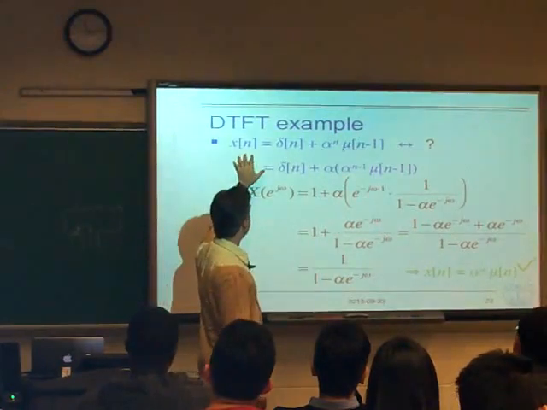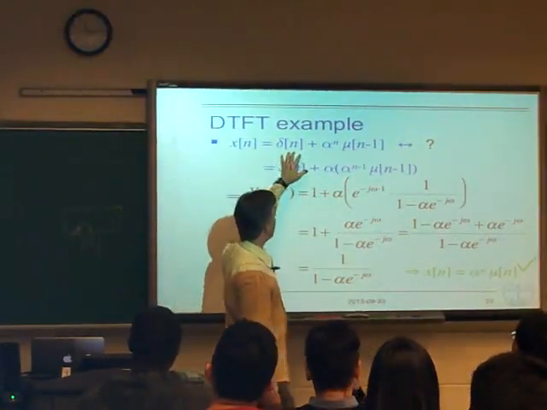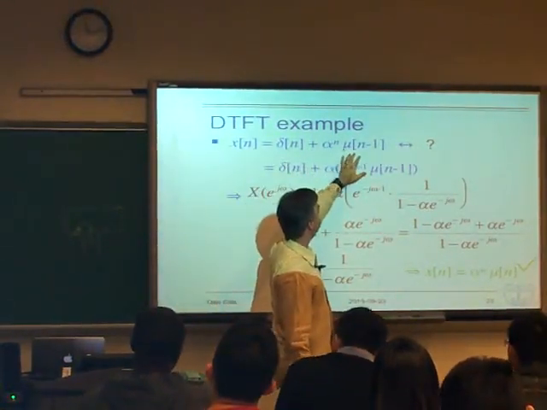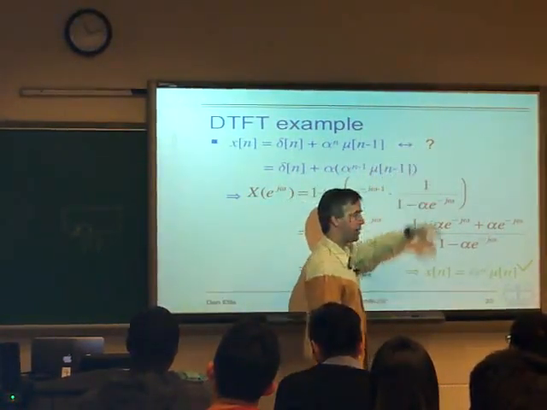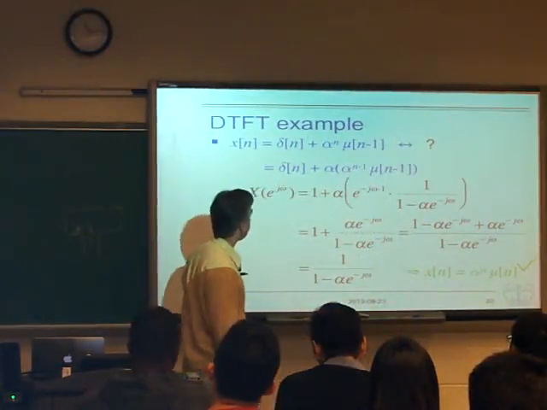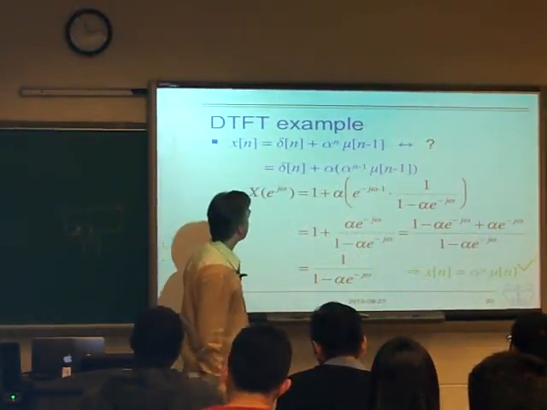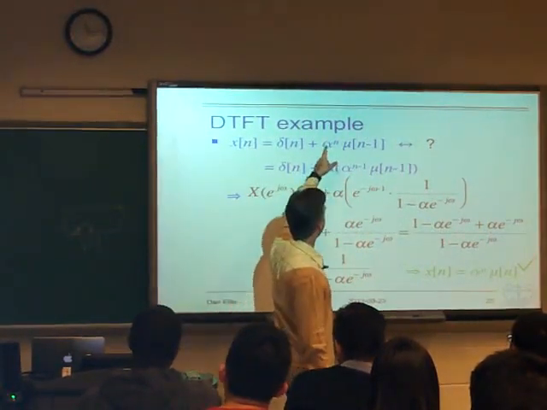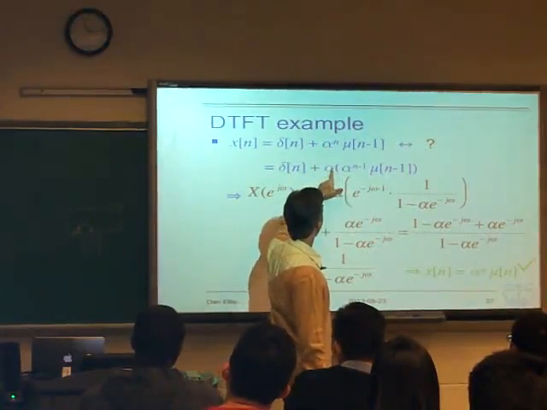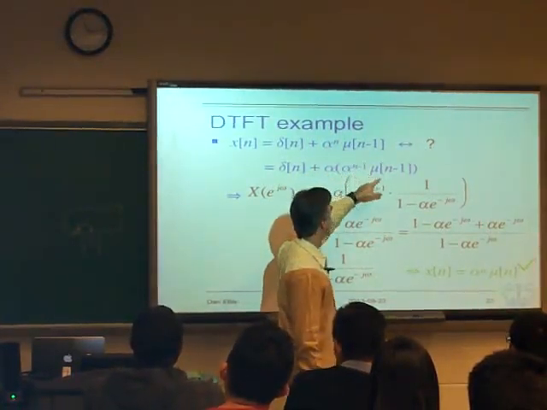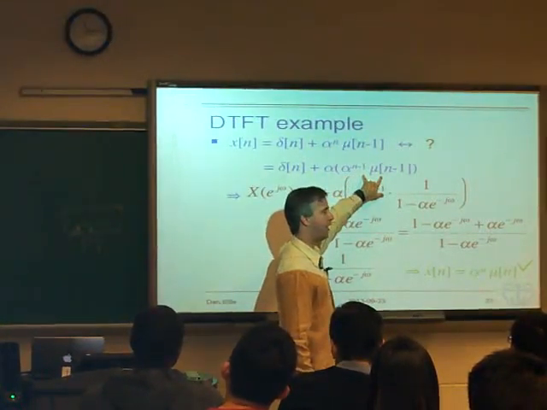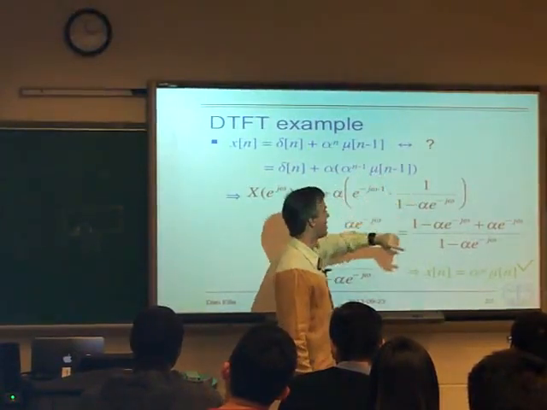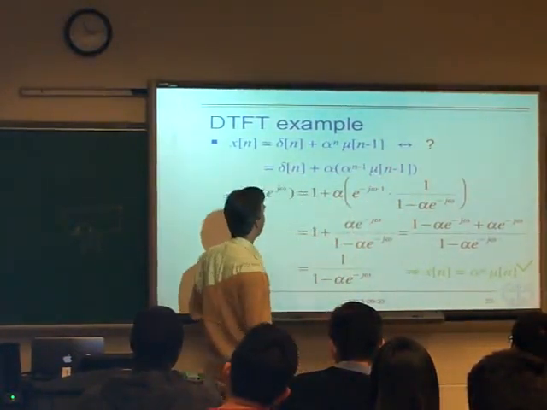So let's say we have a sequence here. X of n is delta of n plus alpha to the n mu of n minus 1. What is its DTFT? What is its pair here? We can rewrite this as alpha times alpha to the n minus 1, mu of n minus 1. And that's useful because this is just alpha to the n mu of n delayed by one sample, right, which is something that we know how to work with.